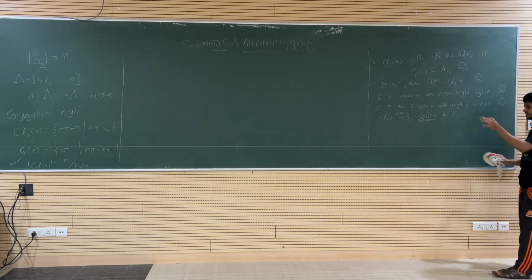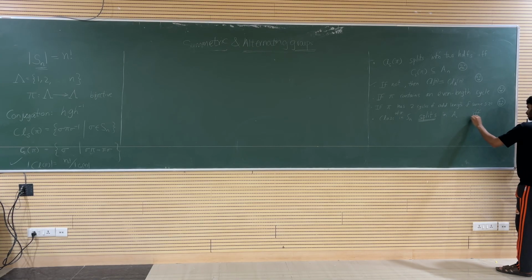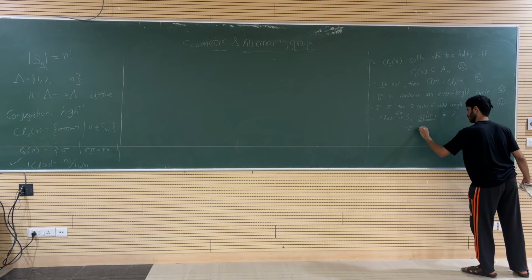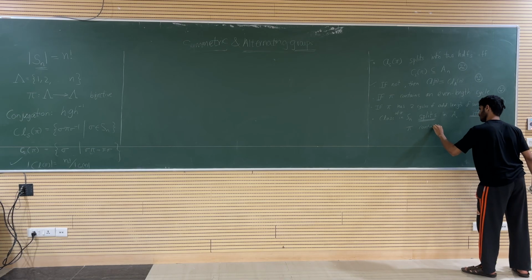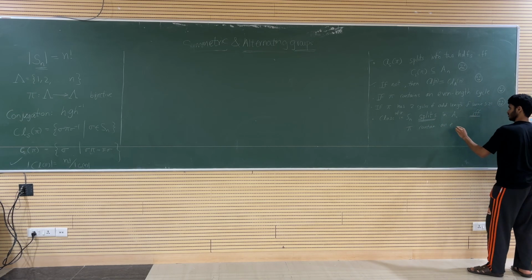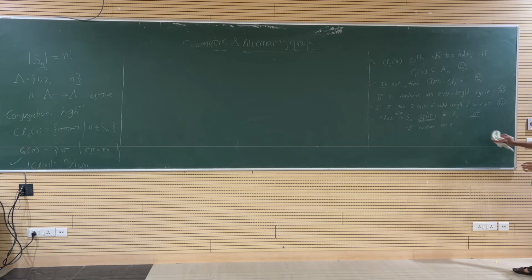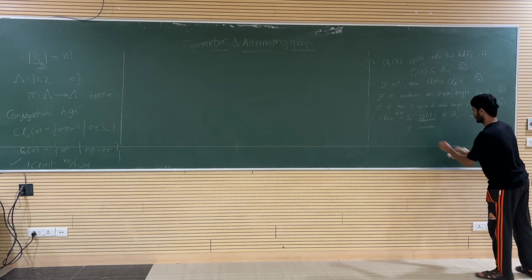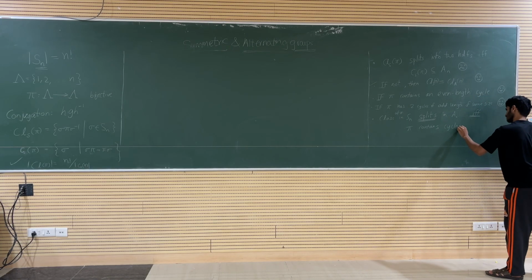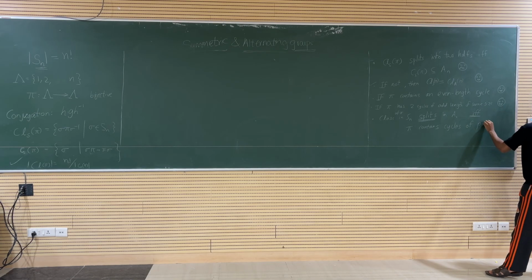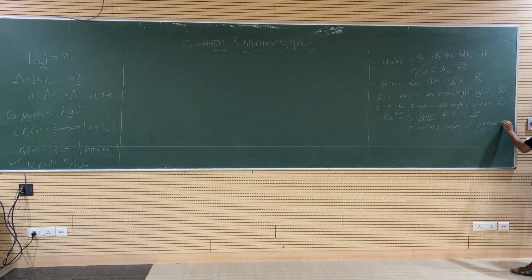Splits into two conjugacy classes in An if and only if pi contains an even class splits only. Okay, if this happens, then the class doesn't split. That's what I have. Happy faces doesn't split. So what I should tell is if pi contains cycles of pairwise distinct odd lengths. This is what we are going to prove now.